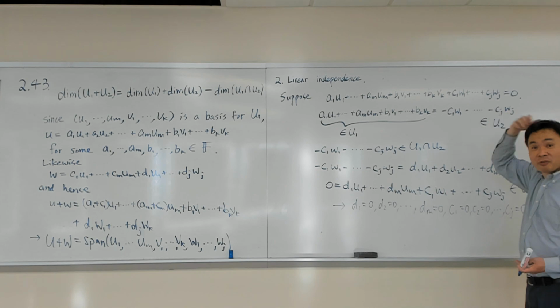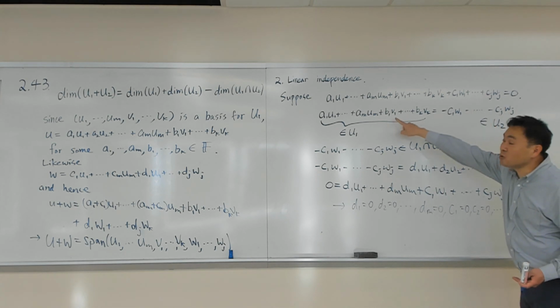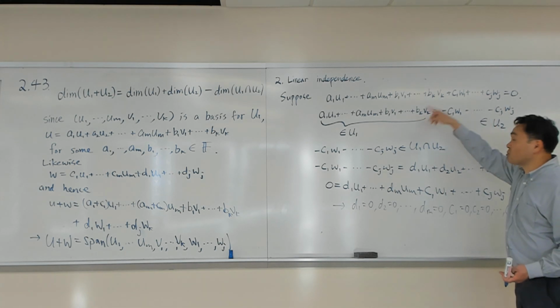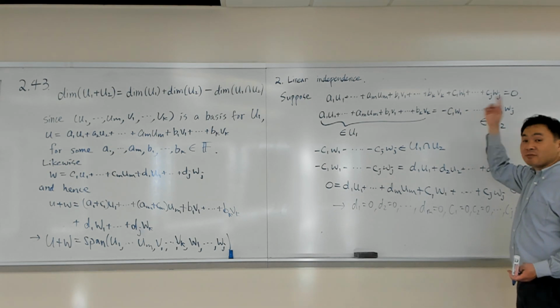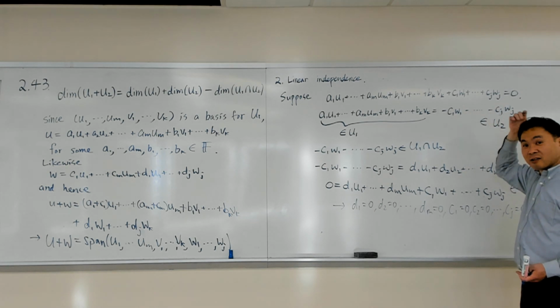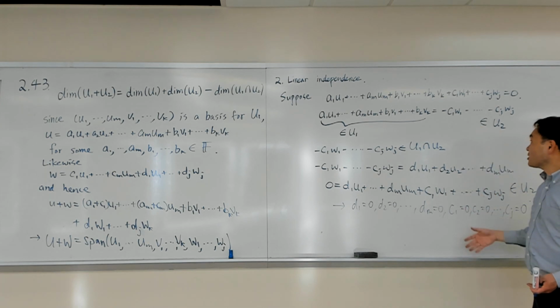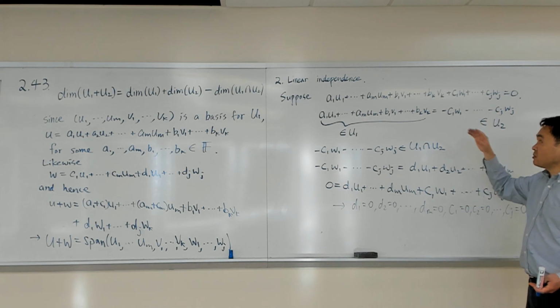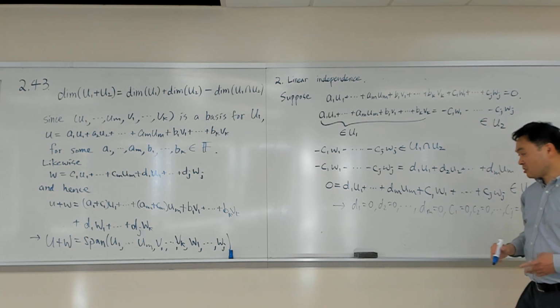Now you do the opposite. You move the w terms and then move the b1 through bk to the other side to make it negative b1 v1 and so on. So the same argument can be used to show b1 through bk will be 0.